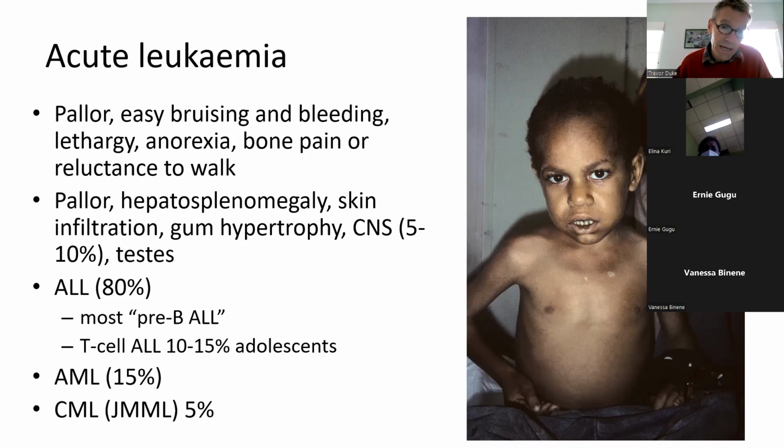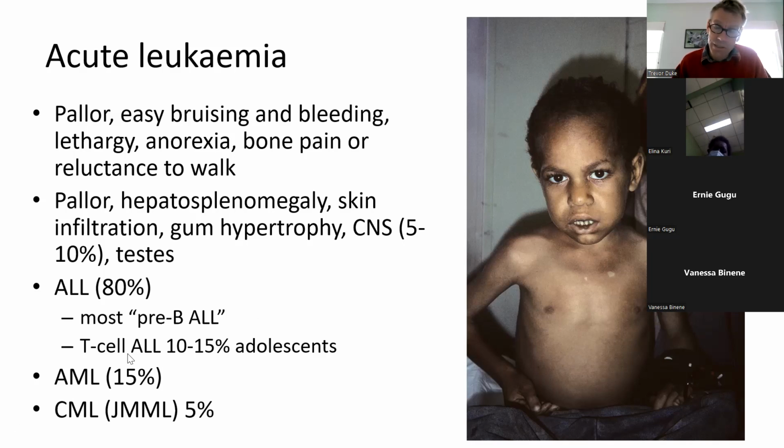Now, 80% of all acute leukemias are ALL, that is acute lymphoblastic leukemia. And most of those are what we call pre-B ALL. Pre-B ALL is most of the acute lymphoblastic leukemias. The reason we call it pre-B ALL is because, remember I said that the lymphocytes can be either T-cell lymphocytes or B-cell lymphocytes. It's called pre-B ALL because it's the precursors, the immature B-cell lymphocytes, that have become cancerous and proliferating.